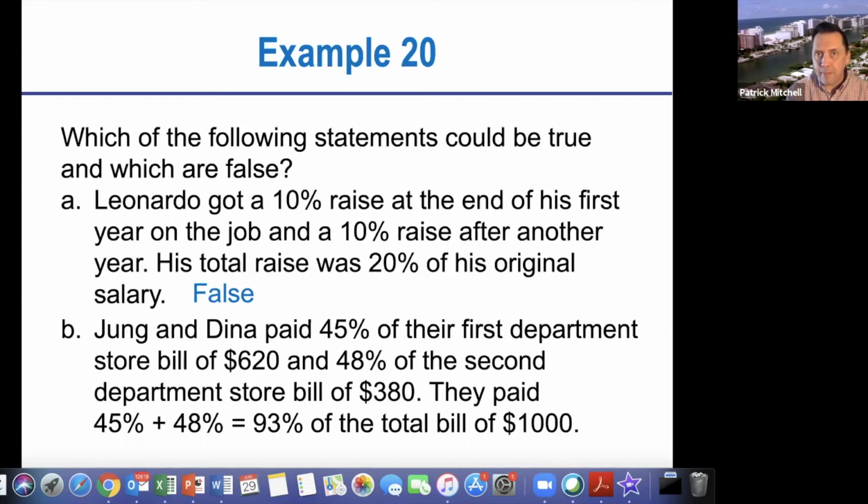They do add up sometimes, but not in this case, because the 45% and the 48% are being taken of different amounts, okay? This would work if, let's say, the first month they paid 45% of the total bill, and then the second month they paid 48% of the total bill. But in this case, they did not pay 93% of the total bill. They unfortunately paid off much less than that.